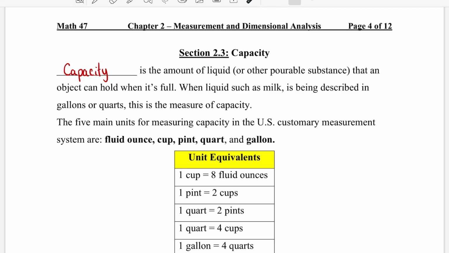Section 2.3, Capacity. Capacity is the amount of liquid that an object can hold when it's full. When liquid such as milk is being described in gallons or quarts, this is a measure of capacity. The 5 main units for measuring capacity in the US system are fluid ounce, cup, pint, quart, and gallon.